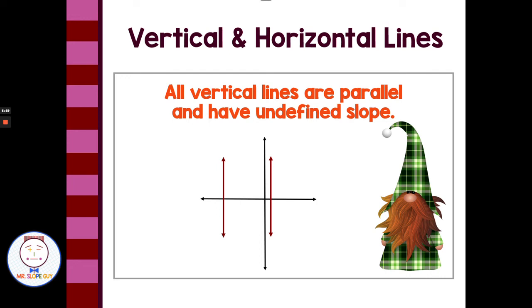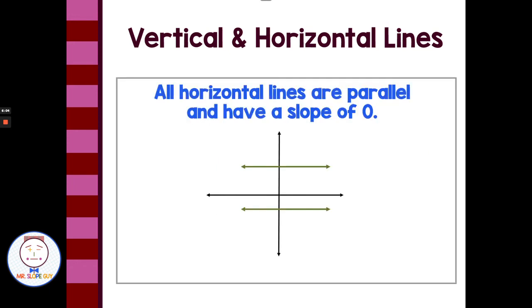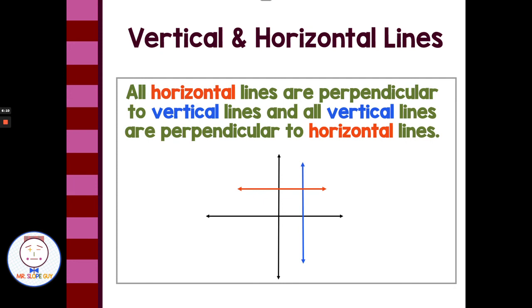All vertical lines are parallel and have undefined slope. All horizontal lines are parallel and have a slope of 0, parallel to each other. And all horizontal lines are perpendicular to all vertical lines, and all vertical lines are perpendicular to horizontal lines. That just makes good sense if you know the definition of horizontal and vertical lines, that they're going to cross and be perpendicular.